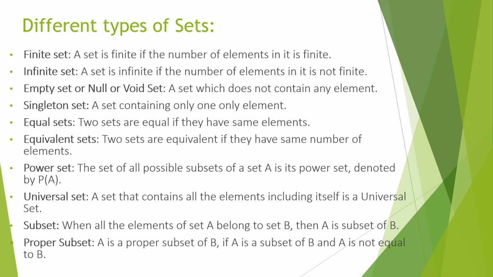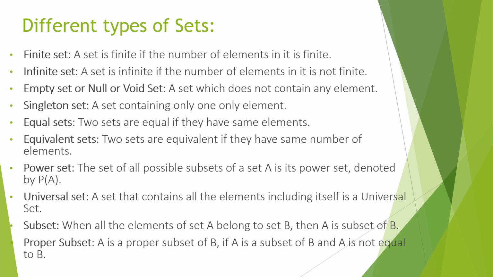Empty set, null set or void set means the set does not contain any element. For example, if there is a room in which there are no chairs and you define the set of chairs in that room, it will be an empty set. Singleton set: a set containing only one element. Equal sets: two sets are equal if they have the same elements. Equivalent sets: they have the same number of elements.